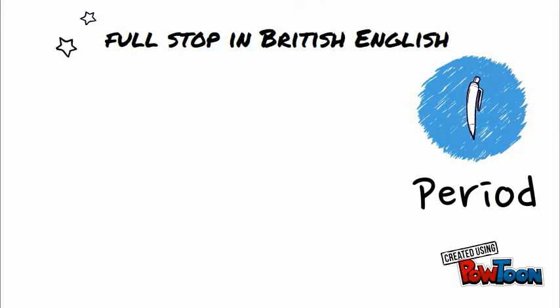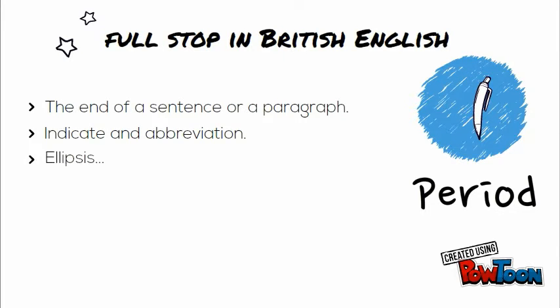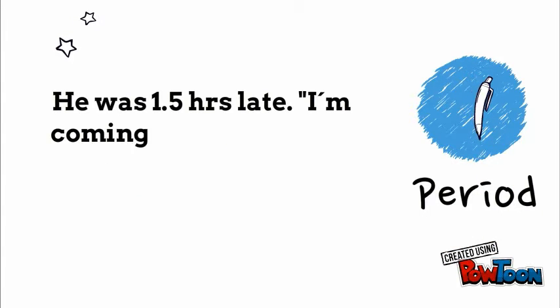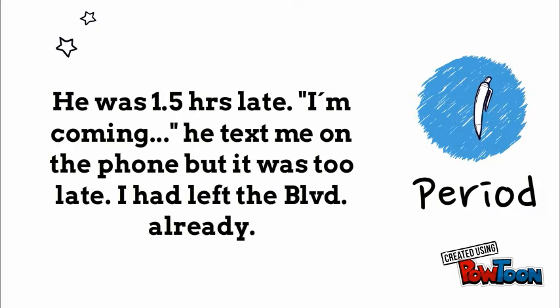In English, a period means a full stop. It has to go at the end of a sentence or a paragraph. It indicates an abbreviation, an ellipsis, or it goes with numbers. Let's see if you got it. Here you have a text with 5 different types of periods. Try to find them all.